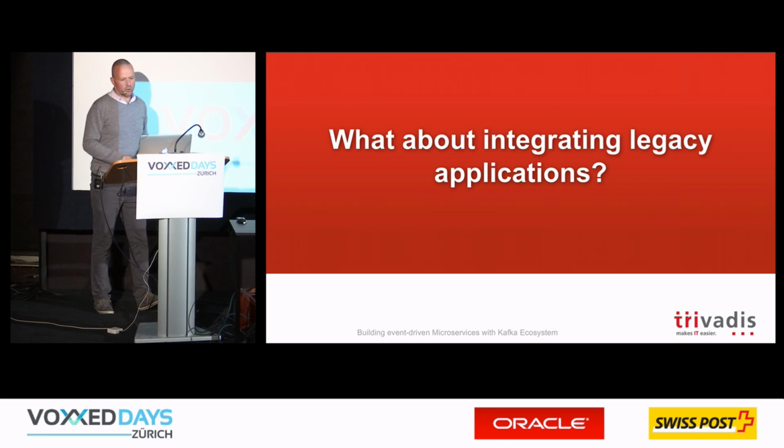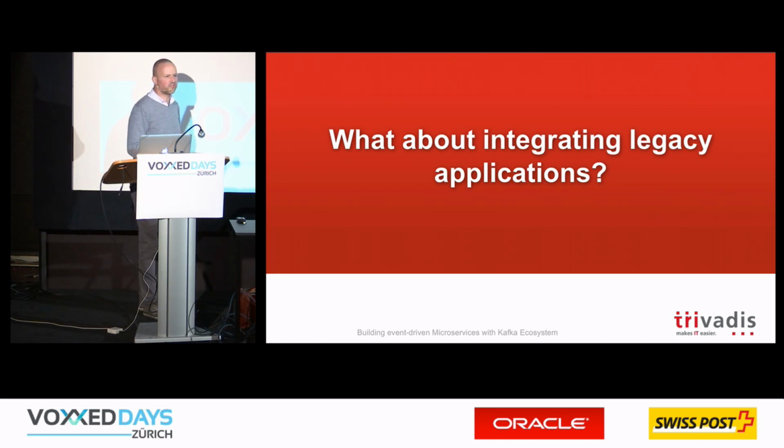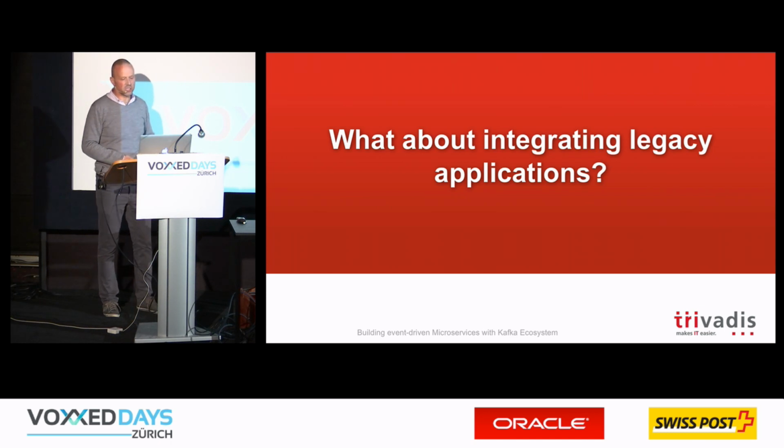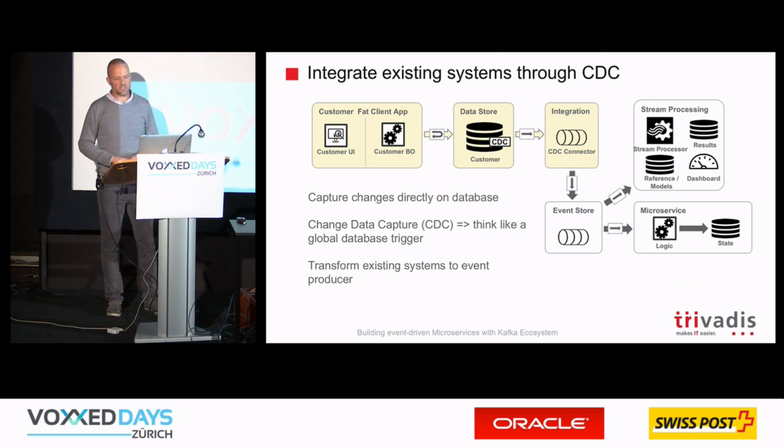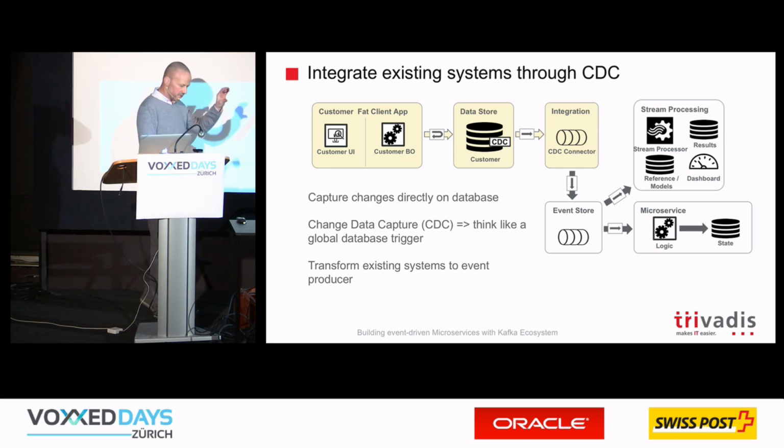Now, not everything is new, usually, unfortunately. You don't have greenfield all the time. It's nice if you have, but if you don't, then what about integrating legacy applications in such a picture? Legacy applications often come with a database. They often come with a relational database. They might be a fat client or a rich client, a web application, it doesn't matter in this picture, because here what matters is the database.